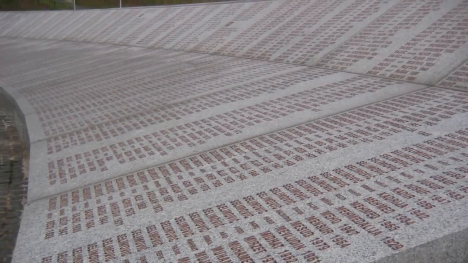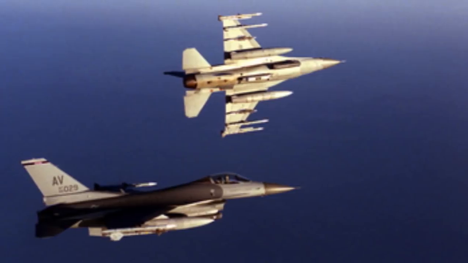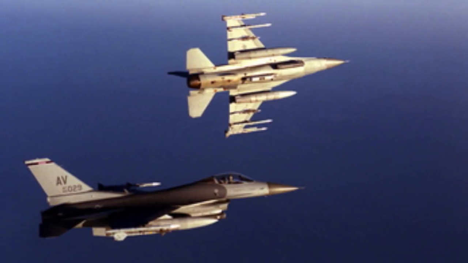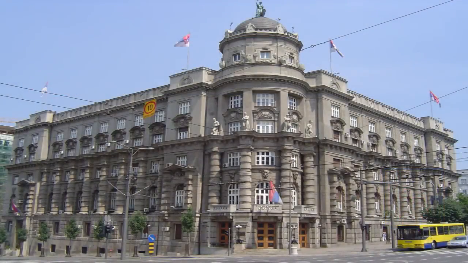With the violence at an all-time high in Bosnia, another mortar attack on Sarajevo and another 37 civilians killed was the final straw, and a full-scale NATO bombing campaign began against the Bosnian Serbs. President Milosevic of Serbia demanded that the Bosnian Serbs allow him to negotiate a peace treaty on their behalf, cutting all ties and support from Belgrade.